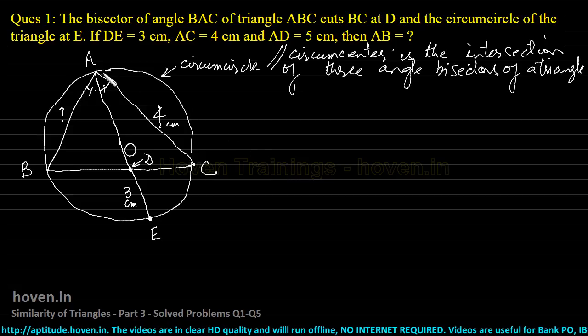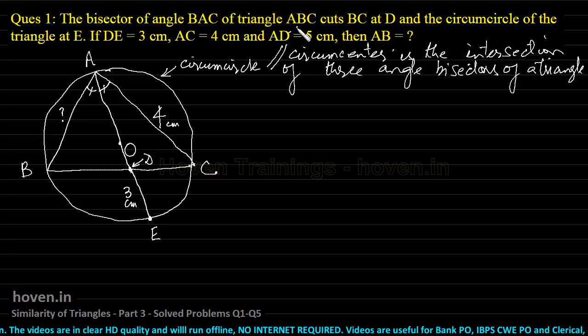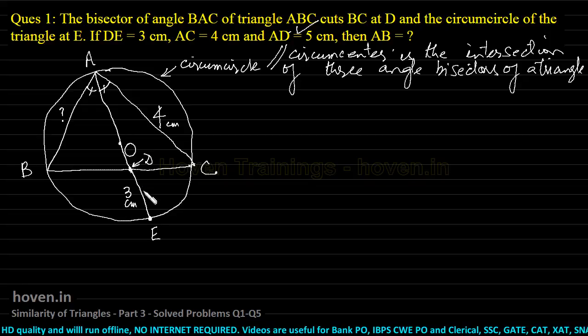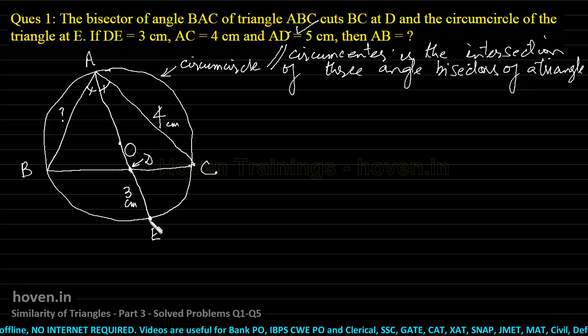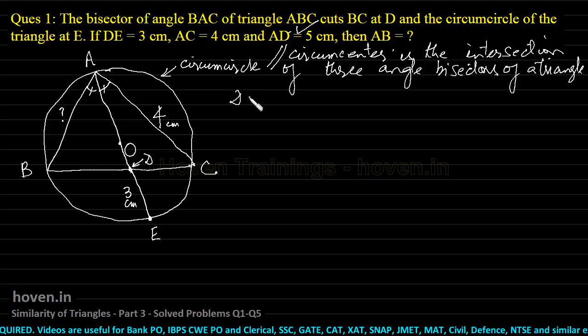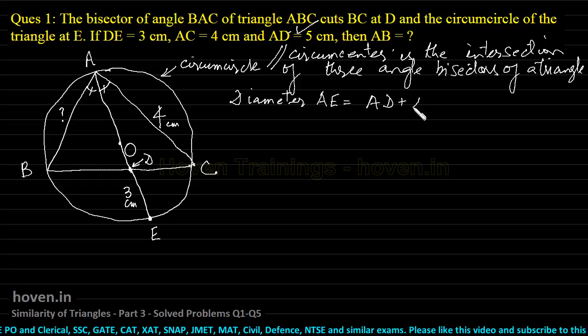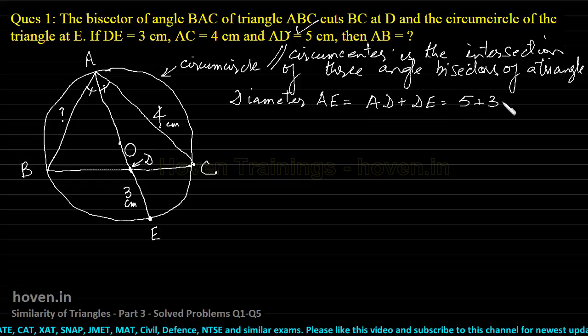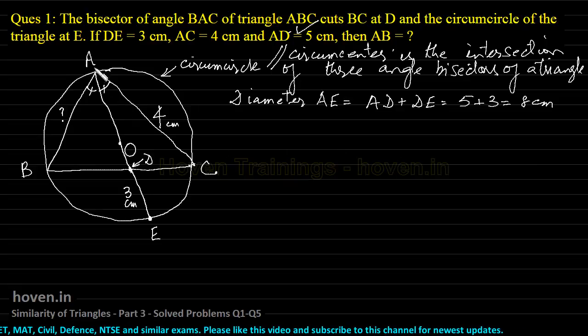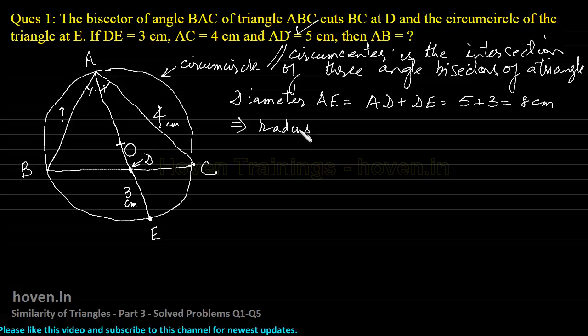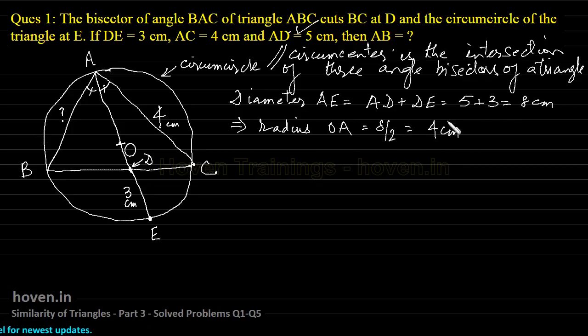Let us start our job now. This AD has been given as 5 cm at this point. If AD is 5 and DE has been given 3, therefore the diameter AE will be equal to how much? So we can write diameter AE is equal to AD plus DE, which is equal to 5 plus 3 is equal to 8 cm. If this diameter is 8 cm, then the radius OA is equal to 8 by 2 is equal to 4 cm. Radius is half of diameter, so 8 by 2 will be 4 cm. So let us mark 4 cm here.